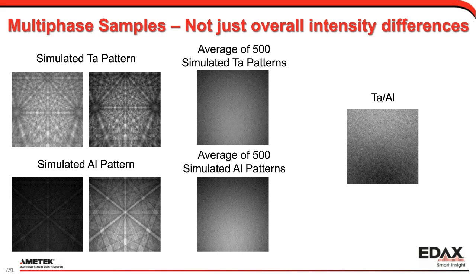Now if I average those patterns out, I average 500 of them, you can see the tantalum at the top and simulated aluminum at the bottom.